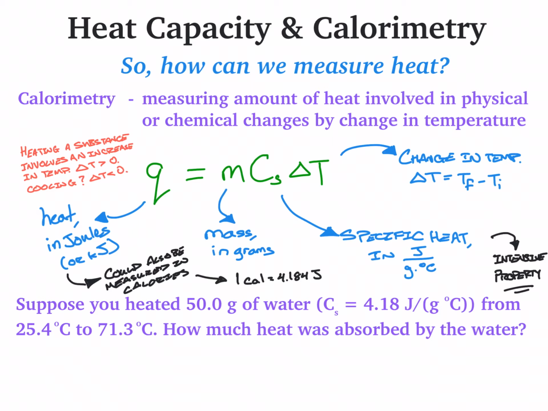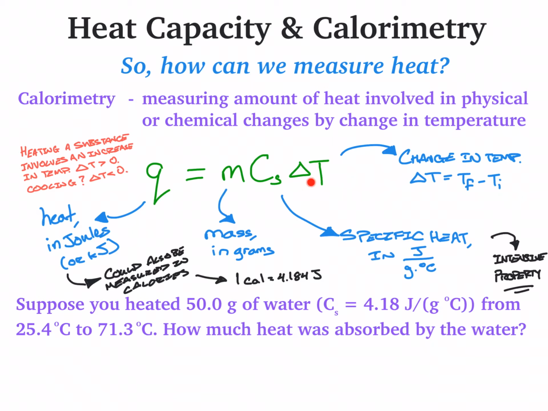And calorimetry is the measurement of the heat that is involved in a physical change or a chemical change based on a change in temperature. And there is, of course, an equation that goes with calorimetry. It's right here: Q equals m times C sub s times delta T.